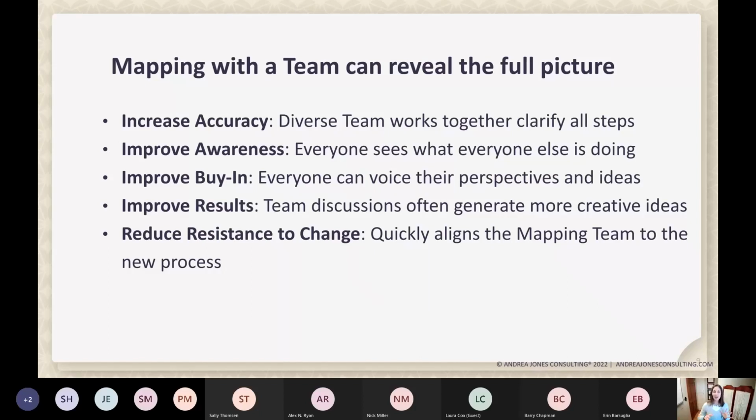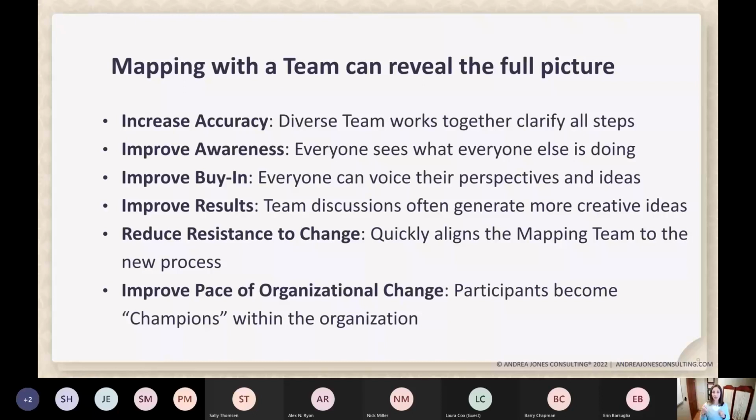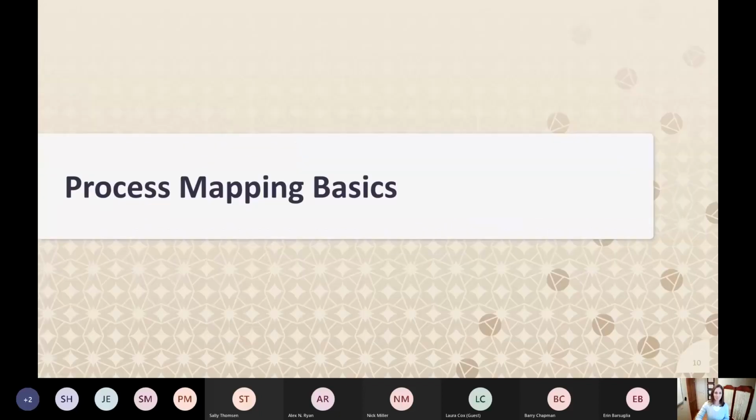don't like to change, highly recommend bringing them into your process mapping. Their voices get heard, their ideas are part of it, and then they often are very influential, and they'll go back and become champions in the organization. And they're not resisting that change anymore, they're helping you propagate it. And so that in turn leads to an improved pace of organizational change overall. So hopefully that helps encourage you all to consider doing mapping together with the team.